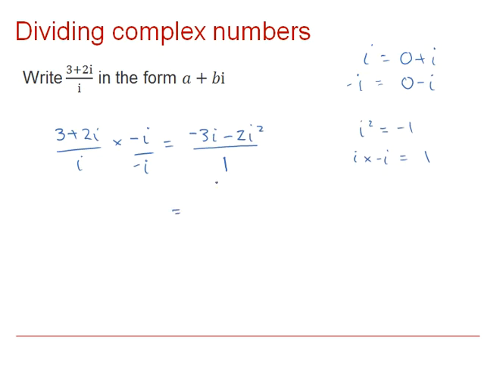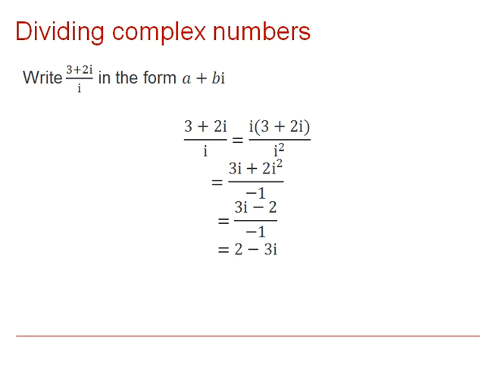Let's simplify that. Well, if we're dividing by 1, then we don't need to worry too much. We just say it's the same as it is. And remembering that i squared is minus 1, then minus 2i squared just becomes 2. And therefore we can write that 3 plus 2i divided by i equals 2 minus 3i.